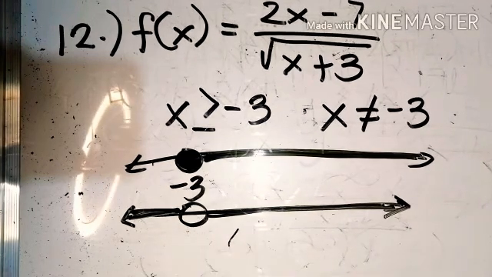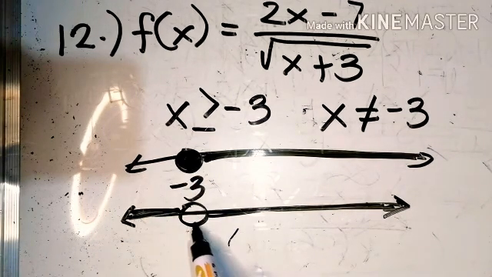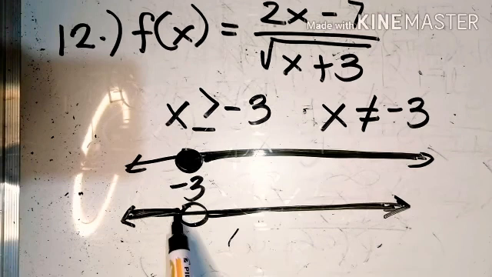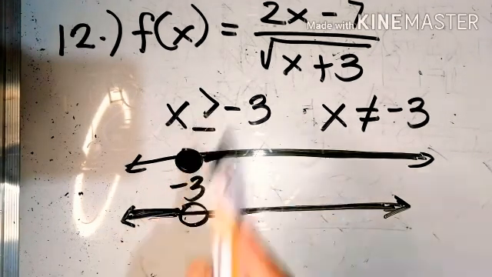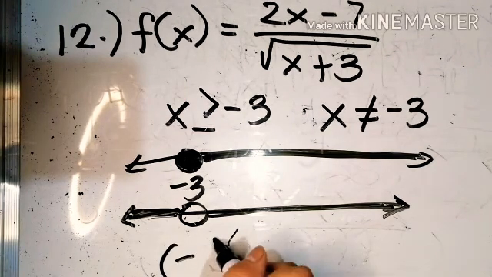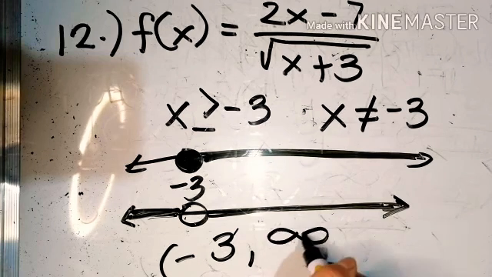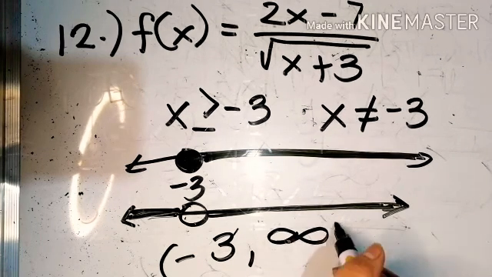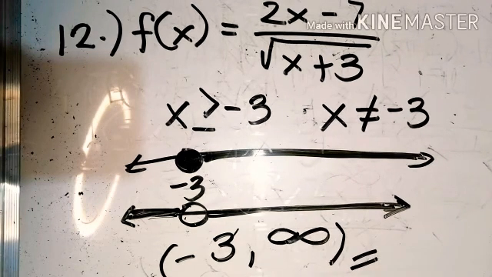Okay, yun nasa taas, siya ay sa radical. Dito na sa baba, sa rational siya. Okay, bakit siya shaded dun sa taas, included si negative 3 dito. Doon, sa radical. Kapag sa rational, hindi siya included sa negative 3. How are we going to write it? Negative 3, positive infinity. Bakit yan lang yung domain natin?